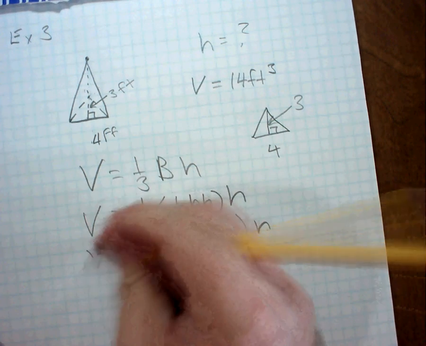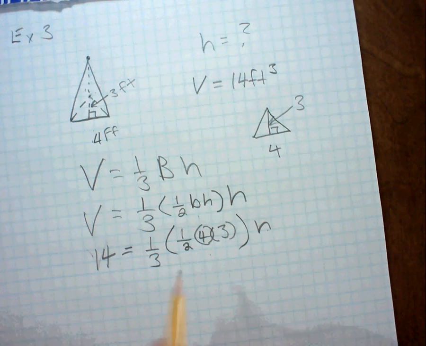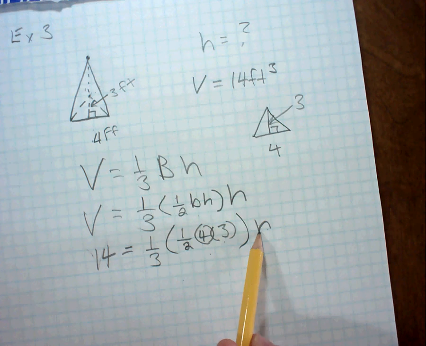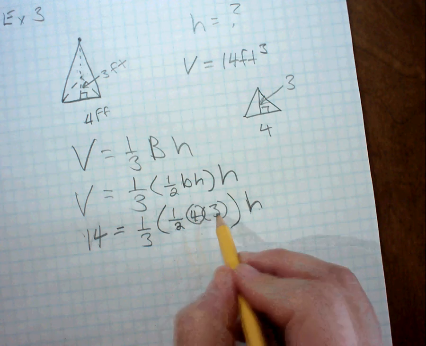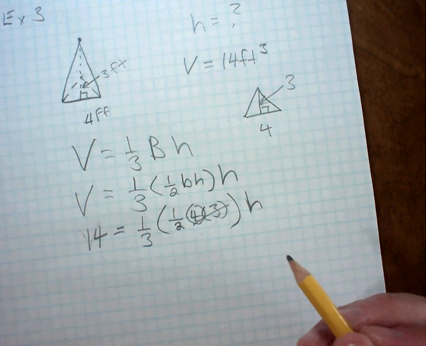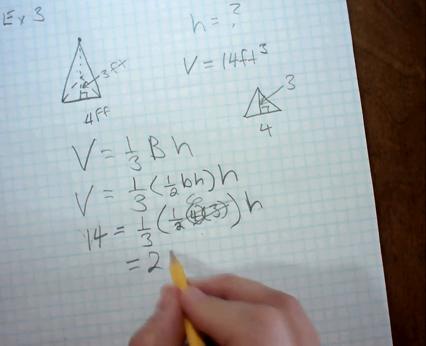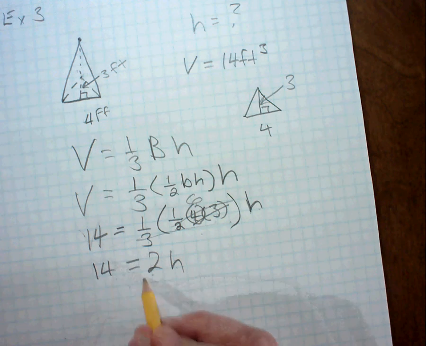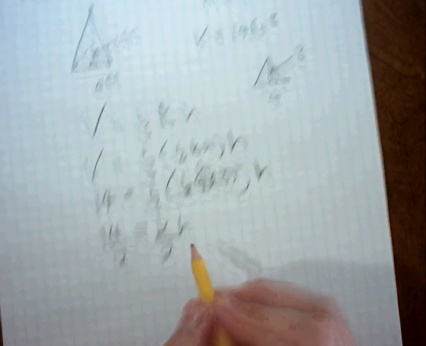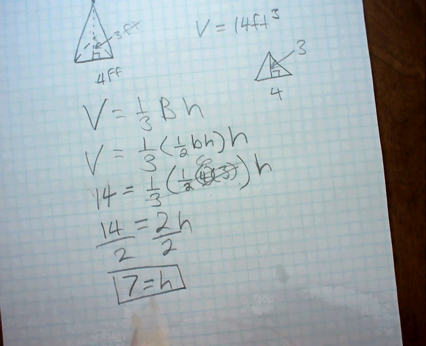We are given that the volume is equal to 14. So now I have nothing but numbers and one letter or variable h. And let's solve. So 4 times 3 is 12. 1/2 of 12 is 6. 1/3 of 6 is 2. So all this math right here reduces down to 2 times h is equal to 14. Divide both sides by 2, and I get 7 is equal to h. So the altitude height of the pyramid is 7 feet.